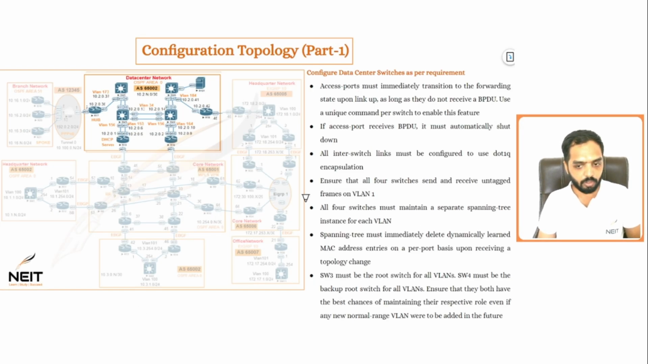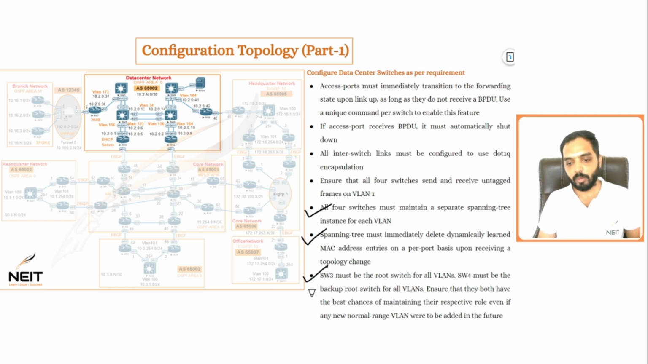Now after that we have to configure all the 4 switches so that they maintain a separate spanning tree instance for each VLAN. Also the spanning tree must immediately delete dynamically learned MAC address entries on a per port basis upon receiving a topology change. That means here we have to configure the rapid PVST.